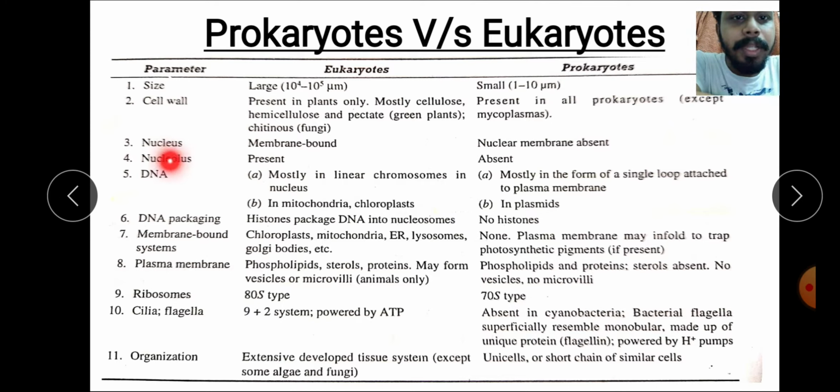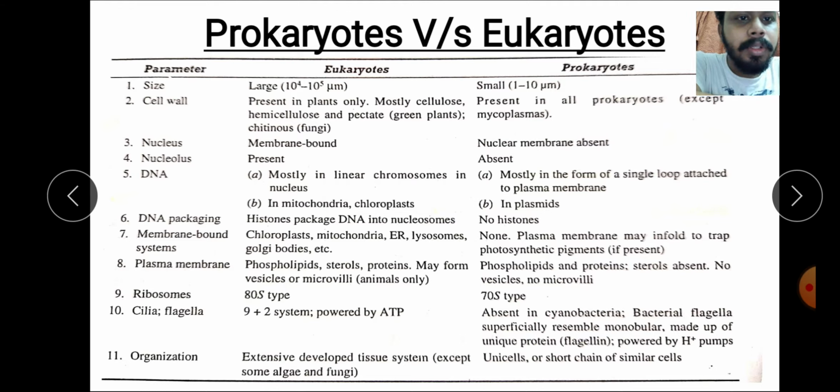So the next point is the nucleolus. The nucleolus is present within the nucleus of eukaryotes, but it is absent in the prokaryotic nucleus. Okay, and the next characteristic is the DNA. Mostly the DNA of eukaryotes is linear. So their chromosome is linear, and it is present in the nucleus.